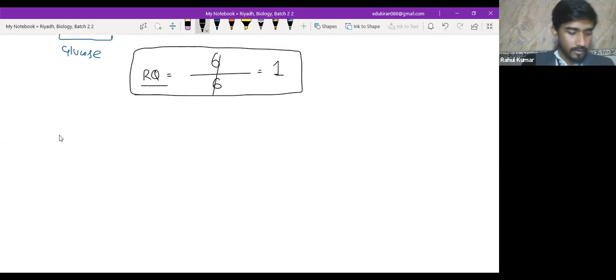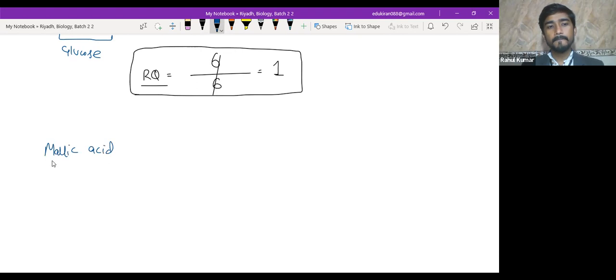Should I give you one more question which you will solve? Let me give you malic acid. So write down malic acid and you tell me the RQ for malic acid. Now I'll give you the formula. You have to balance it and find the RQ. Okay. Malic acid is C4H6O5.